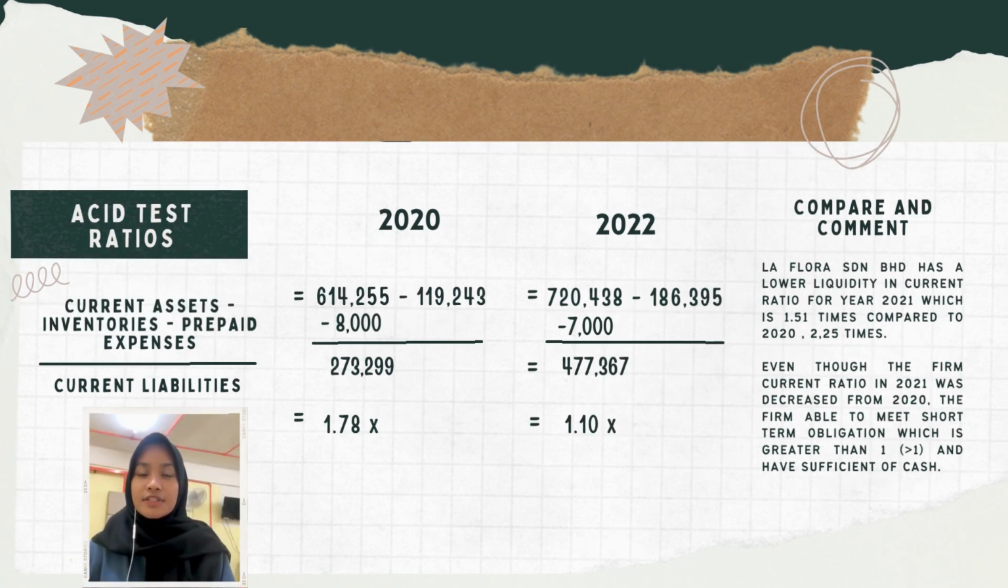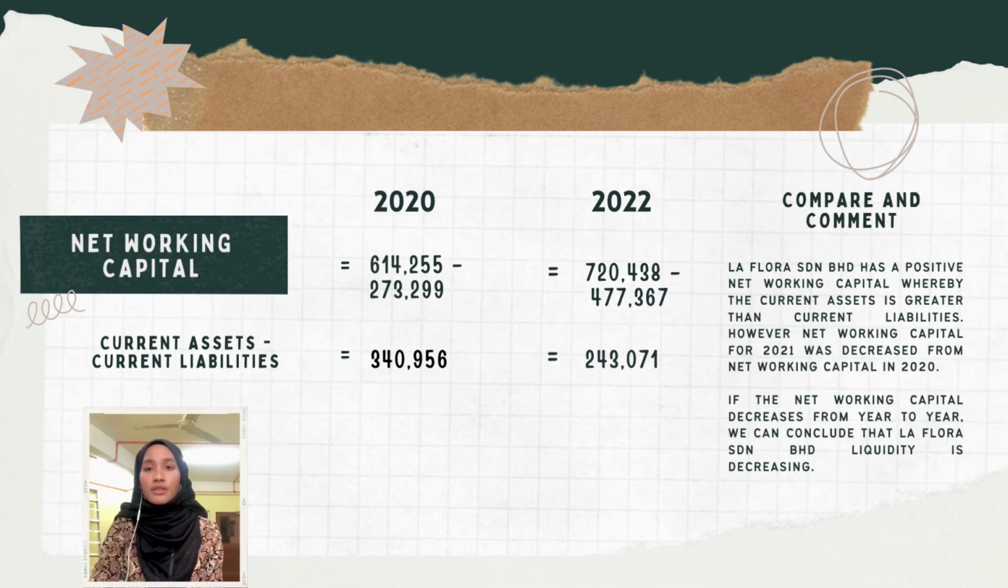Then asset turnover ratio for year 2022 is 1.1 compared to 2020, which is 1.78. Inventory is being deducted due to least liquidity, which takes longer time to convert into cash. The firm is able to meet short-term obligations that are greater than 1 and has sufficient cash. La Flora SDN BHD has a positive net working capital whereby the current asset is greater than current liability. However, net working capital for 2021 decreased from net working capital in 2020. If the net working capital decreases from year to year, we can conclude that La Flora SDN BHD liquidity is decreasing.